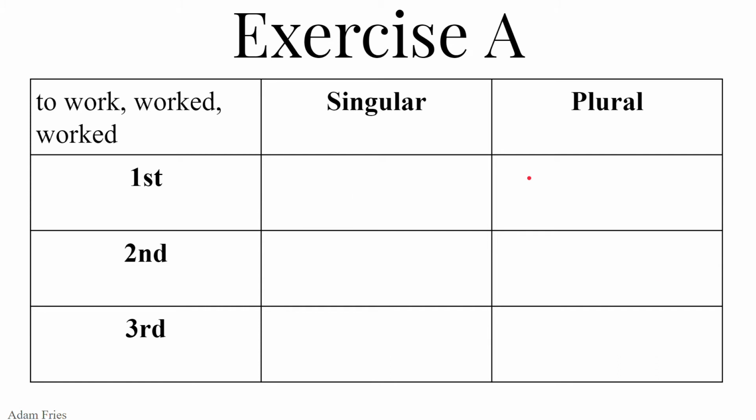Moving on. To work, worked, worked. I want to work, I worked, I have worked. So the first person singular is going to be I work, or I am working, I do work. The second person singular is going to be you work, you are working, you do work. Third person singular, he, she, it works. Add the S, works. He, she, it is working, he, she, it does work.